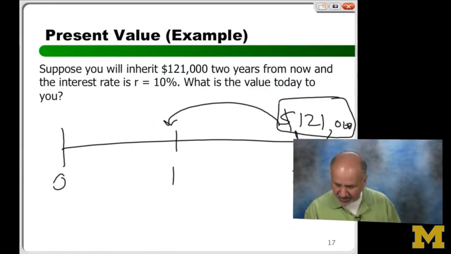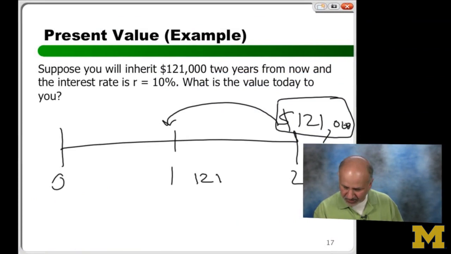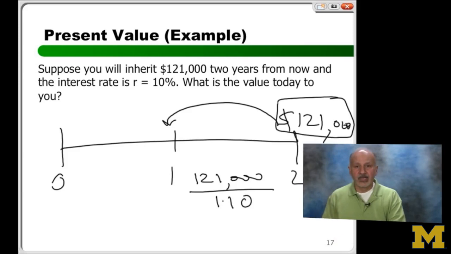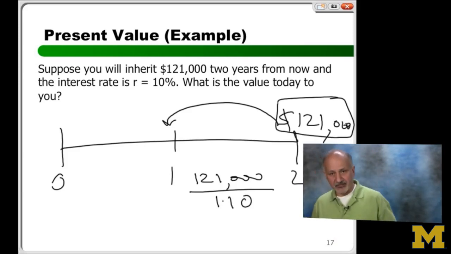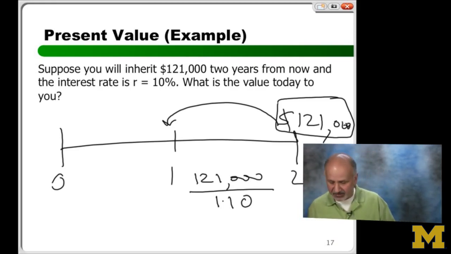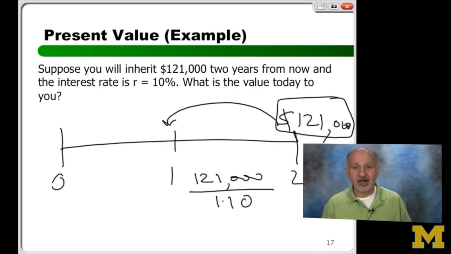How much will it be? Well, I know it will be 121,000 divided by how much? 1.10. That's the amount it will be after how much? 1 year, but you're looking at 2 years from now, 121. This is very easy to divide. That's why I took it. So what is 1.1 into 121? How much will I be left with? Well, 110.